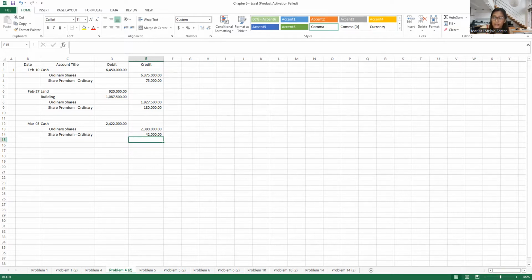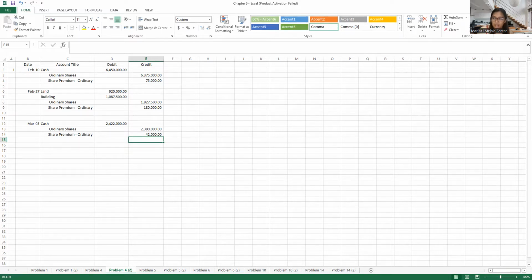5,000 at 12, so that's 60,000. So debit subscription receivable of 60,000. Credit subscribe ordinary shares 50,000. So at par, and then share premium at 10,000. Then on September 16 and September 30, pag magbabayad na ng subscription, debit cash, credit subscription receivable, 24,000. Then debit cash, credit subscription receivable, 36,000. To record the final installment.